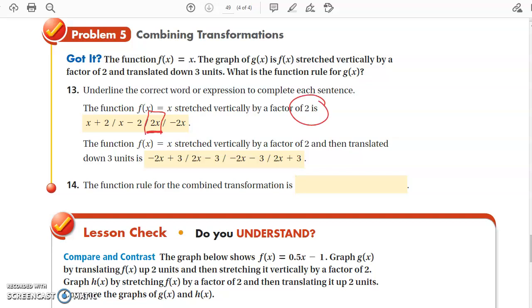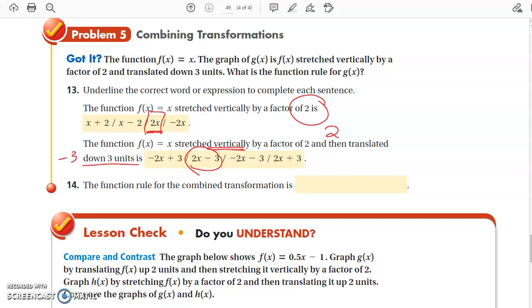The function f of x equals x stretched vertically, right, by a factor of 2, and then translated down 3 units is what? Remember, translated down means what? -3, and this is stretched vertically, so it's going to be 2 multiplied by something. So same as before, it's going to be 2x, but then you're going to have that vertically down, so you're going to have this guy right there, 2x minus 3. It's a lot easier than it sounds.